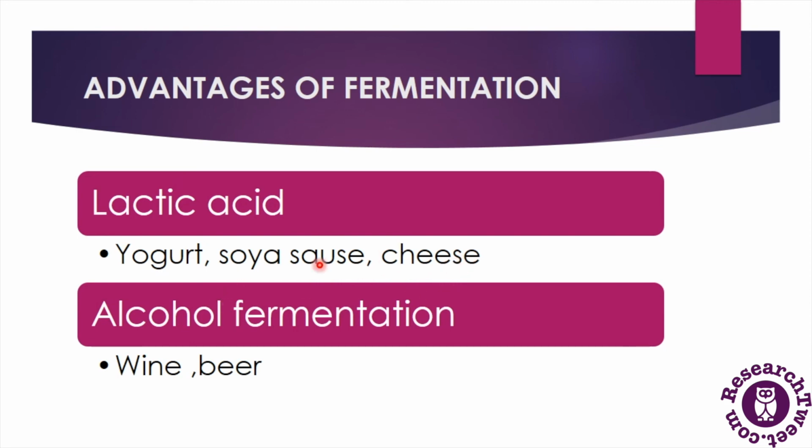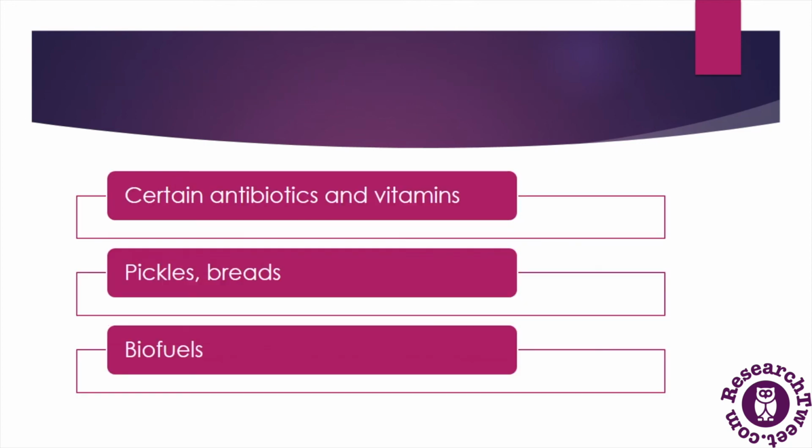And alcohol fermentation, the most common and most important type of fermentation, is the most widely used commercially. Alcohol fermentation is used for the production of different alcoholic beverages like wine, beer and many others, and also in the production of methanol and ethanol, which are used in the medical field and also in many cosmetics and alcoholic beverages. Besides all these, there are many other uses of the process of fermentation.